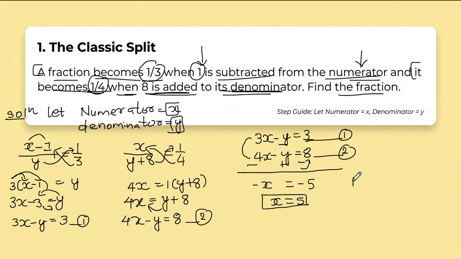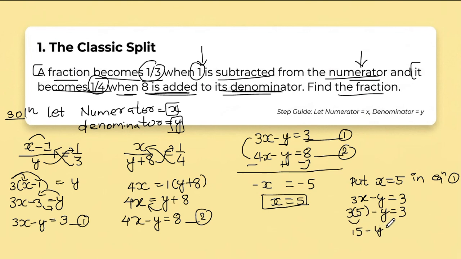So let's put x is equal to 5 in equation number 1. So equation number 1 is what? 3x minus y is equal to 3. So instead of x we have to put 5: 3 into 5 minus y is equal to 3. So 3 into 5 is 15. So 15 minus y is equal to 3.